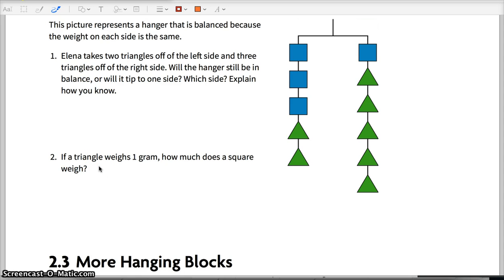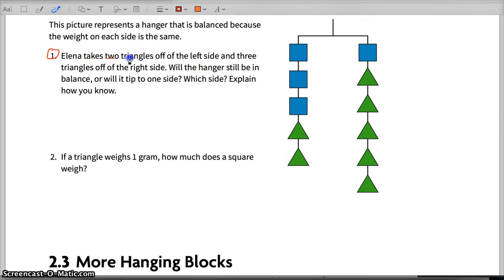It says the picture represents a hanger that is balanced because the weight on each side is the same. Let's just take a moment to look at this. We have 3 blue squares on the left along with 2 triangles, and 1 blue square on the right along with 1, 2, 3, 4, 5 triangles. So in problem 1, it says Elena takes 2 triangles off of the left side and 3 triangles off of the right side.